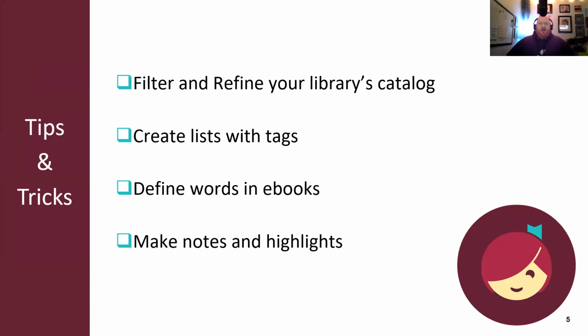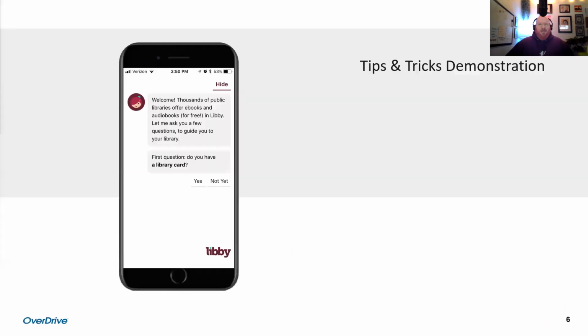All right, so today we'll be going through filtering and refining your library's catalog so you can find only the books you're interested in. Then we'll talk about creating lists with tags, probably our favorite tip of them all. Then we'll jump into an ebook to show you how you can define words. And then we'll look at making notes and highlights. Great for those of you in school, those of you in book club, if you want to take detailed notes in the book you're reading, or if you're just like Marissa and I and you like to make notes while you read. And with that, Marissa, I will let you get connected here and we'll get rolling.